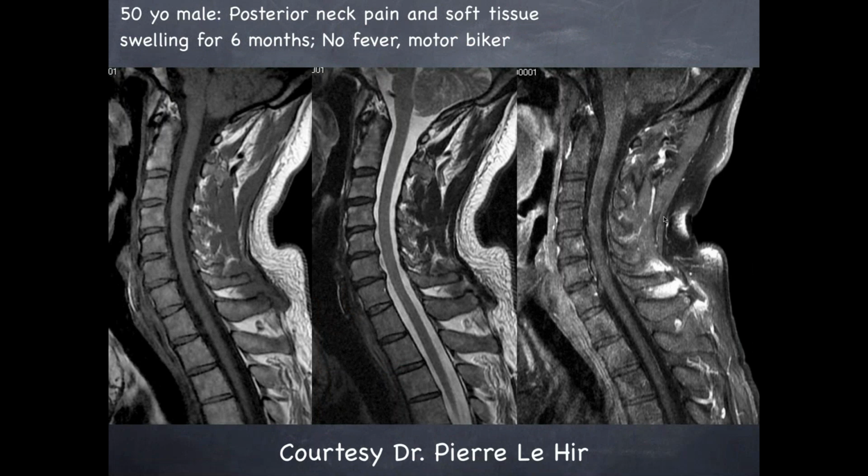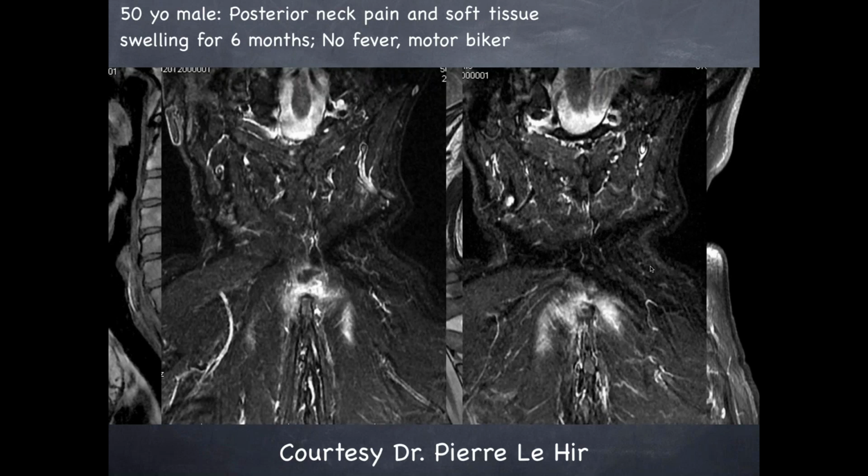Male, posterior neck soft tissue swelling for 6 months, no fever, wound, or puncture. We have 3 sagittal views for the neck, and there is an anterior paraspinal fluid collection. Where's the fluid collection? I think it looks like some soft tissue thickening anterior to the thoracic spine. Yeah, it's going down. This is the esophagus. Then we have some edema in the posterior elements, the spinous process. Yeah.